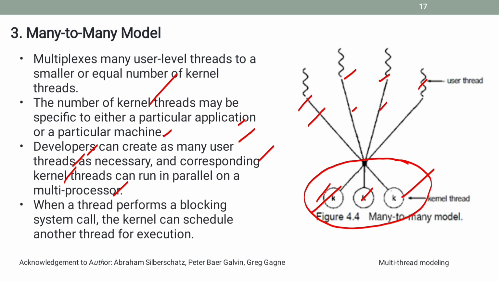Next, if any thread makes a blocking system call to a kernel, then another thread can be scheduled for the work because other kernels and other threads will be working.